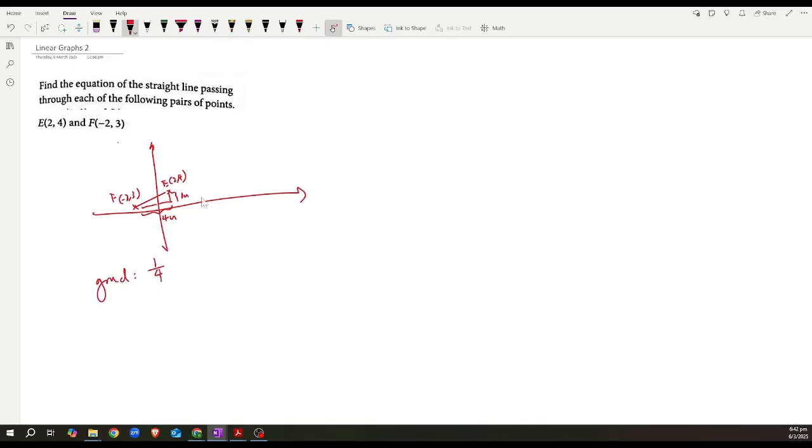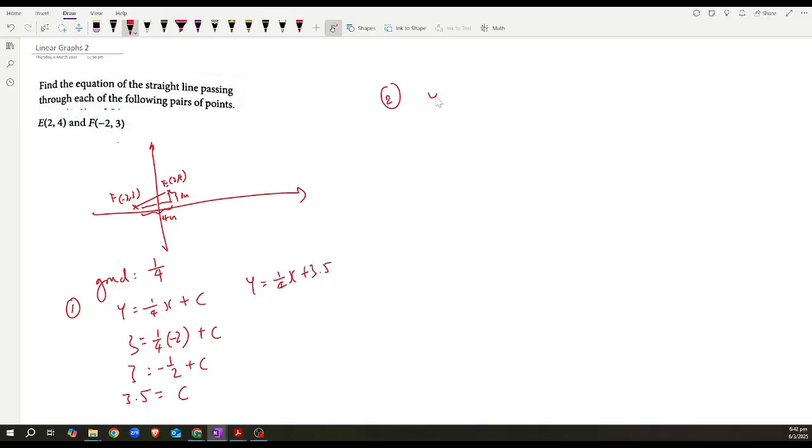So I'll use both methods to solve this. The first method: y equals 1 quarter x plus c, and then just sub in any point. You can sub in F, you can sub in E. Let's use F, and then work backwards to find c. So when x is negative 2, we know that y will be 3. So 3 equals negative half plus c. C must be 3 plus half, so 3.5. So the equation of our line will be y equals 1 quarter x plus 3.5.